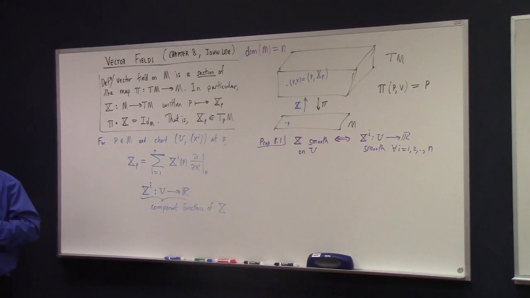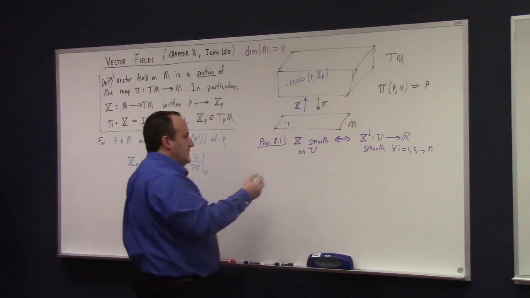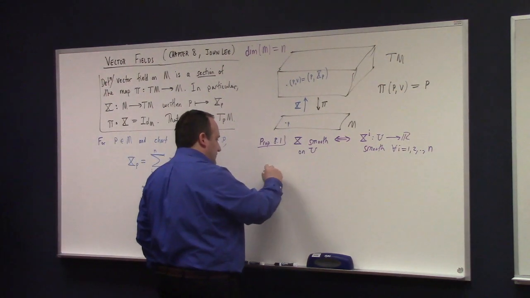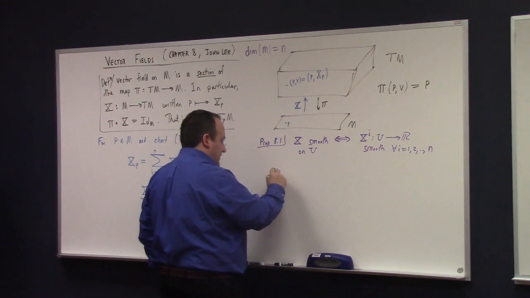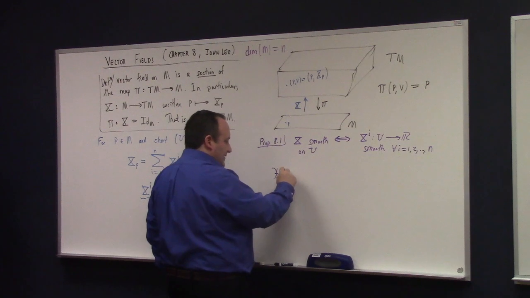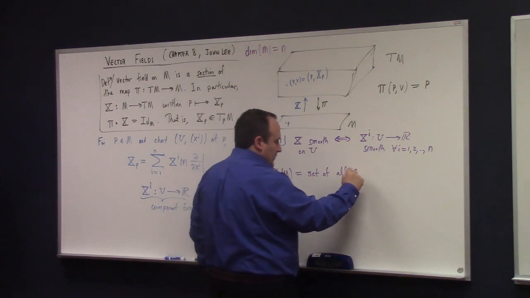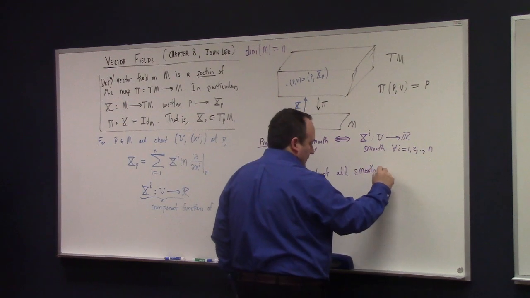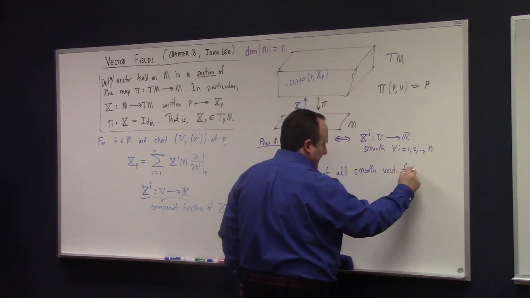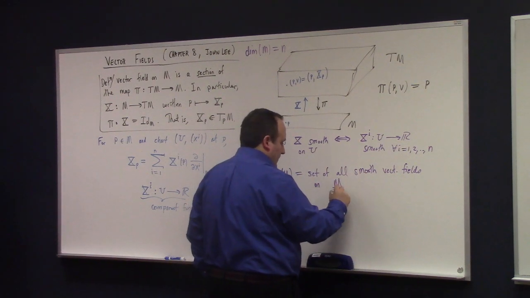All right. And we'd like a notation for the set of all smooth vector fields. The set of all smooth vector fields on the manifold we'll use this symbol for. Funny looking, whatever, I don't know what this thing is, but what I can tell you is that this is the set of all smooth vector fields on M, all right?